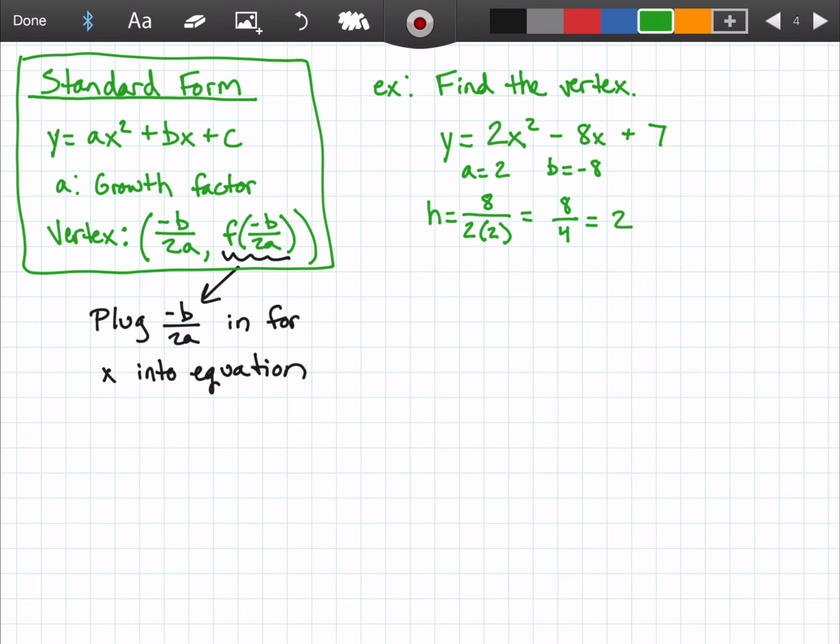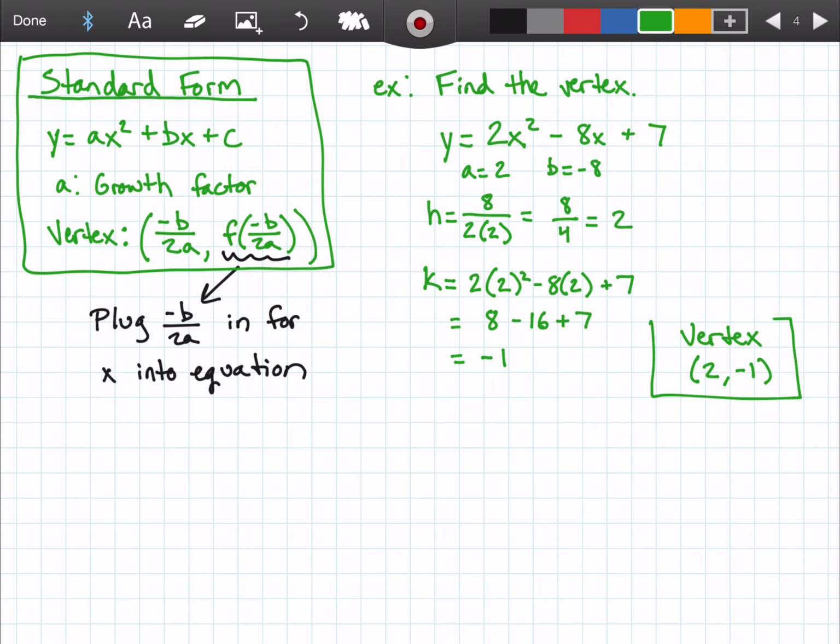And now I have the x-coordinate of my vertex. Well, to find the y-coordinate, which we're going to call k, I'm just going to plug whatever I got for h into the equation for x. And you can type that into a calculator. That is totally fine. You can also do it by hand if you want. And so our vertex is (h, k), which is 2, negative 1.